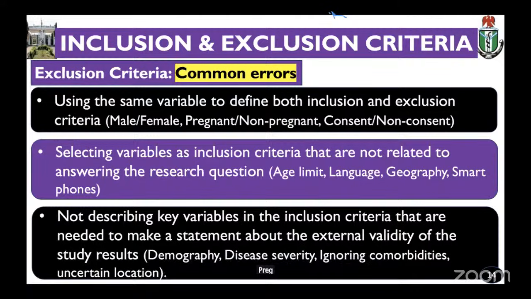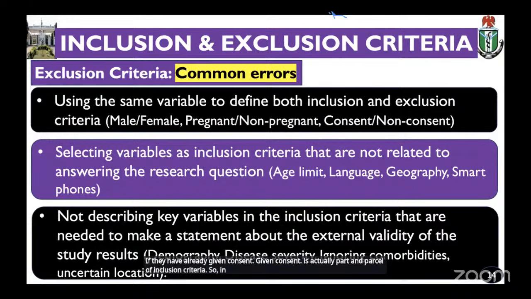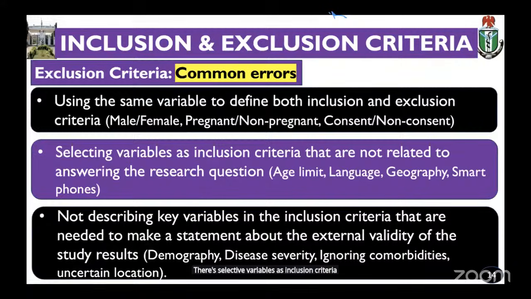Pregnancy, of course, you don't need to say you are going to exclude non-pregnant. If they have already given consent, giving consent is actually part and parcel of inclusion criteria. So in your exclusion, you should not say that you are going to exclude those that have not given consent. Then selecting variables as inclusion criteria that are not related to answering the research question.